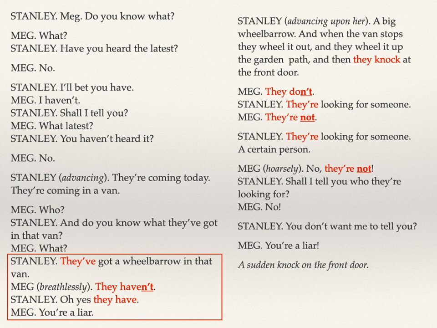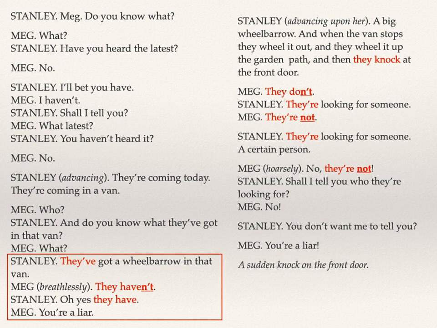Stanley starts. Meg, do you know what? What? Have you heard the latest? No, I bet you have. I haven't. Shall I tell you? What latest? You haven't heard? You haven't heard it? No. They're coming today. They're coming in a van. Who? And do you know what they've got in that van? What? They've got a wheelbarrow in that van. They haven't. Oh, yes, they have.